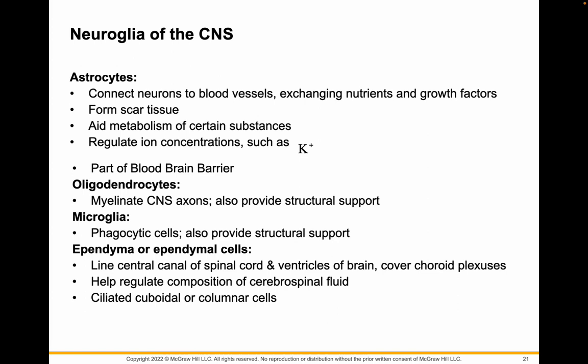Oligodendrocytes, we already mentioned, they myelinate the central nervous system and provide structural support. Microglia are little phagocytic cells that also can provide structural support, but they're kind of eating up debris. And then ependymal cells, they line the central canal of the spinal cord and the ventricles of the brain. They help regulate what the cerebrospinal fluid is made of. And they are ciliated cuboidal or columnar cells, these ependymal cells.